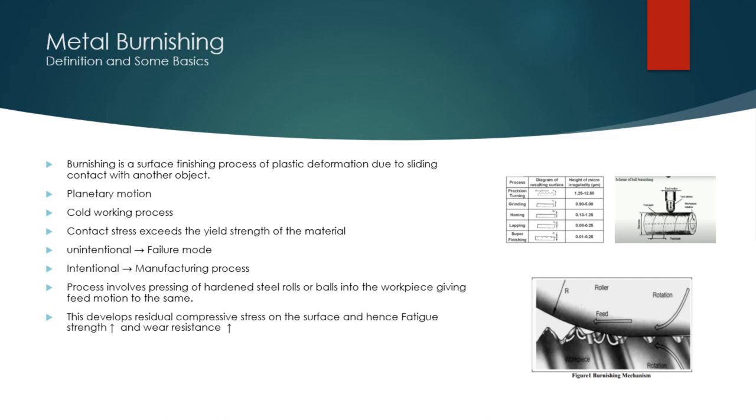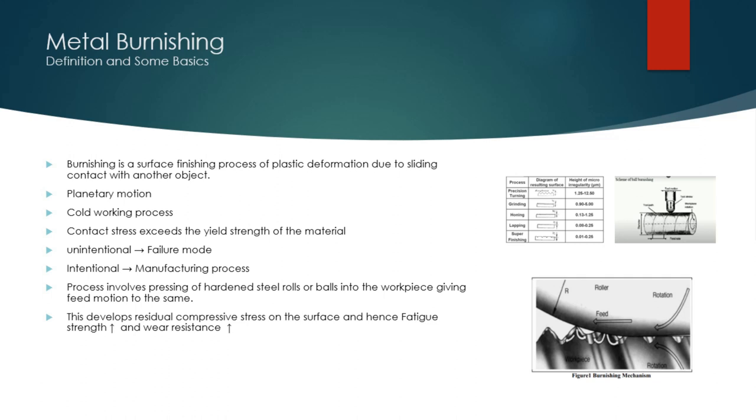So burnishing is a surface modification process which basically produces a very smooth surface finish by the planetary rotation of a tool over a turned surface or a machined surface. Now this tool may consist of one or more balls or rollers depending on which type of burnishing you're doing. This process, as I said earlier, does not involve the removal of material from the workpiece.